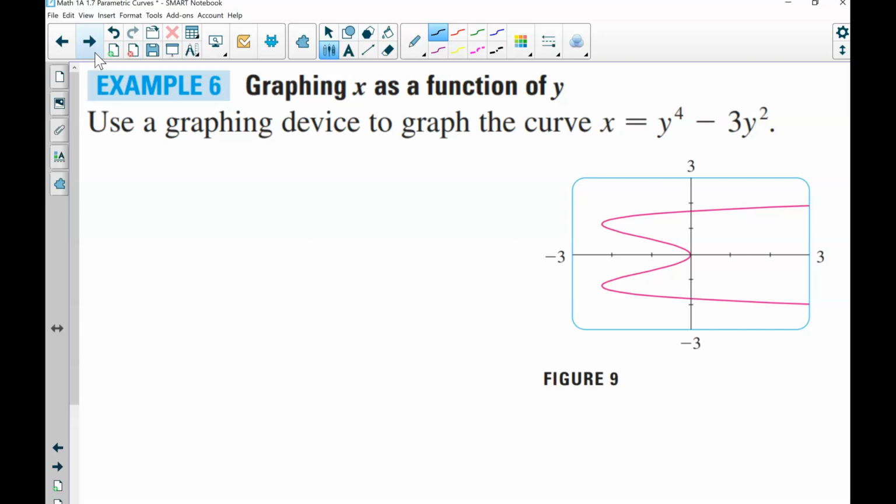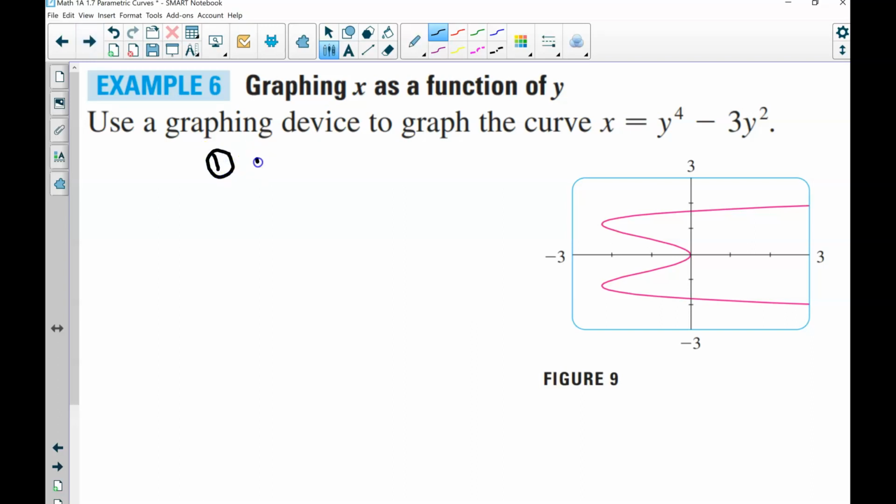Okay, so for example number 6, we want to graph x as a function of y. Sometimes it may be better to graph these parametric equations using a graphing device. So in this example, we're using a graphing device to graph the curve x equals y to the fourth minus 3y squared. We only have one equation here, and we need two parametric equations, and they're not in terms of t. So if we want to write this function in terms of t, then we need to set something equal to t.